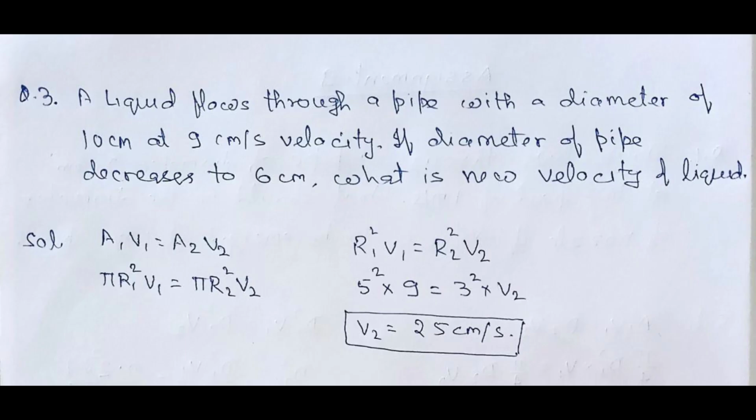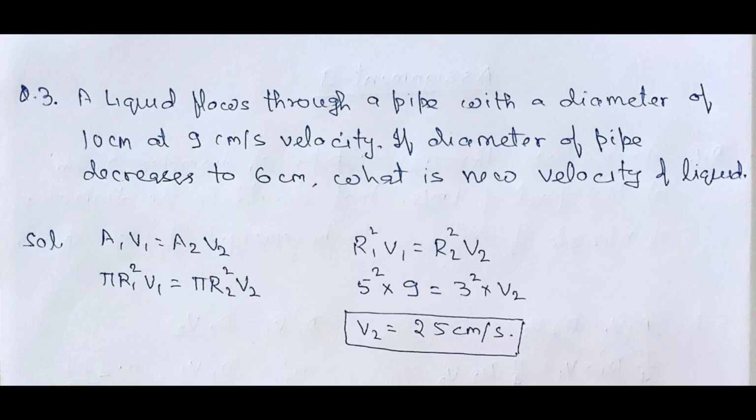Now let's see question number 3. A liquid flows through a pipe with a diameter of 10 centimeter at 9 centimeter per second velocity. So initial diameter and initial velocity is given. If diameter of pipe decreases to 6 centimeter, that is new D2 is given, what is new velocity of liquid? So we can directly use formula A1 V1 equal to A2 V2.